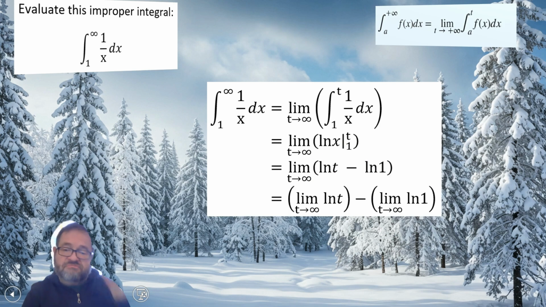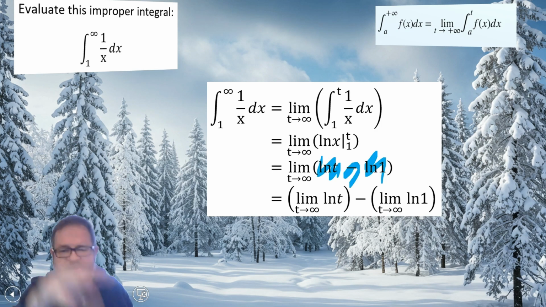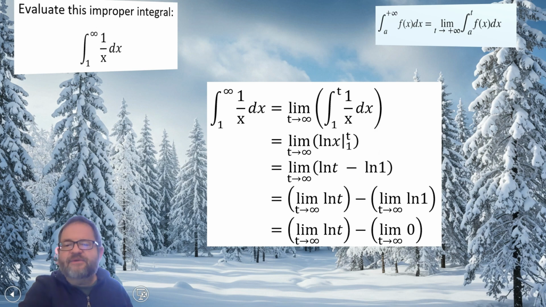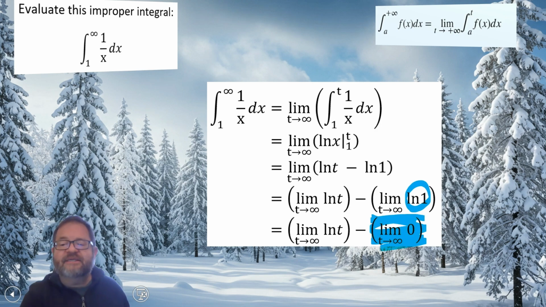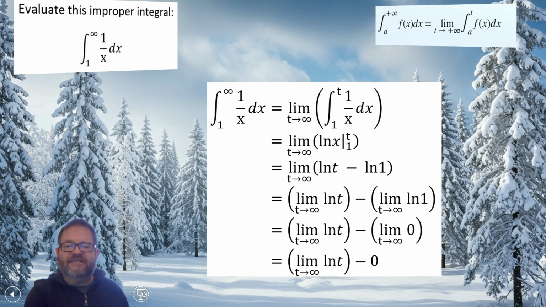Actually, I guess technically to do this more accurately, let's first distribute that limit. The limit of two different functions connected by a minus sign, that's one of our limit laws. The limit of two functions is the limit of the first one minus the limit of the second one. And that second one's not so exciting because the natural log of 1 is just 0. This is just the limit of a constant. That's pretty straightforward. That's just going to be 0. So I've got the limit as t approaches infinity of natural log of t, and then the minus 0.